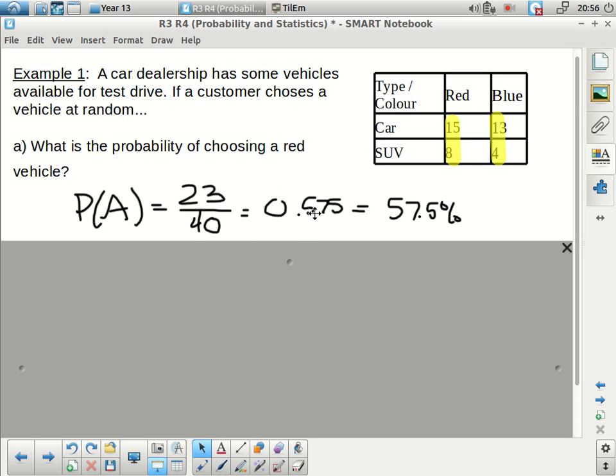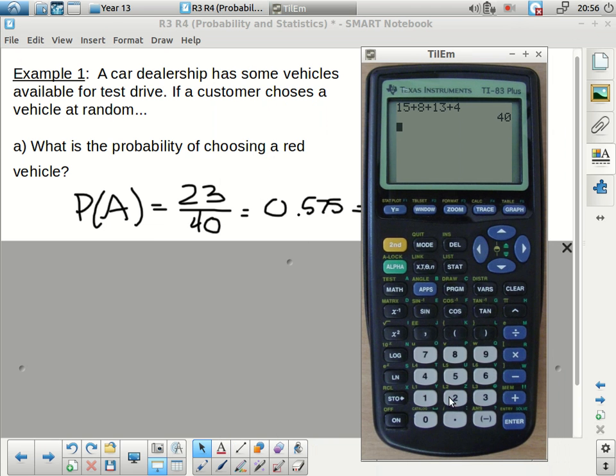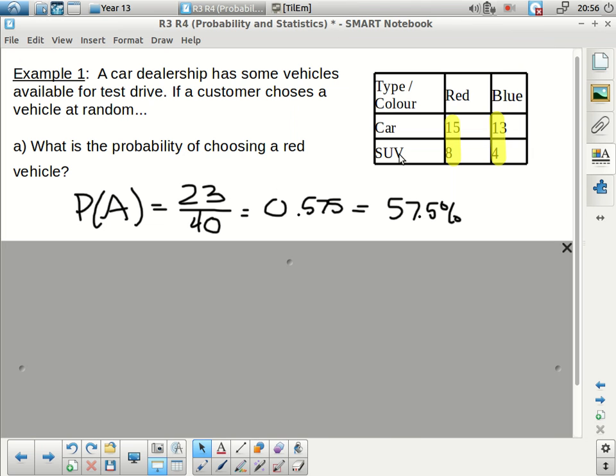Okay, we can also represent it as a decimal, and if you don't remember how to do that, all that's really doing is just dividing, right? If I take 23 and divide it by 40, I get 0.575, which of course as a percent is 57.5%. So there's a 57.5% chance it will be red.